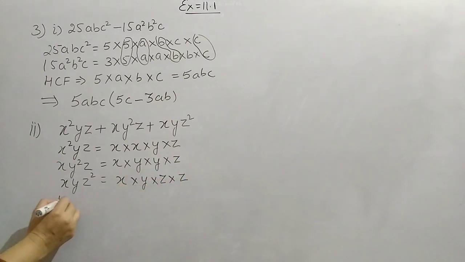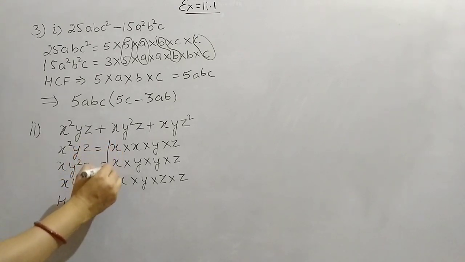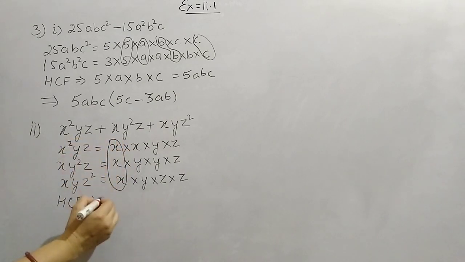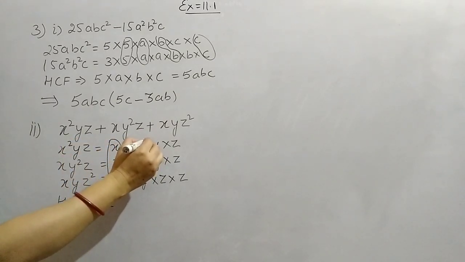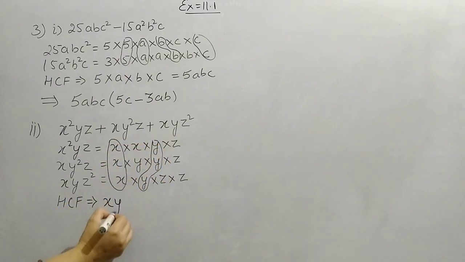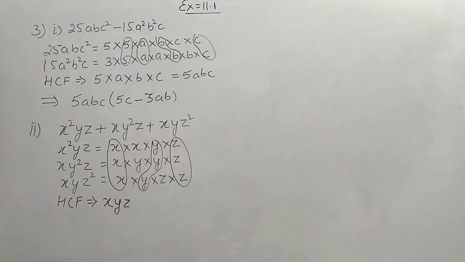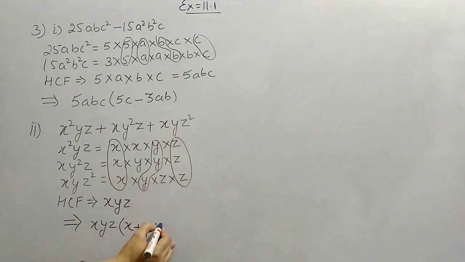Then we have to take the HCF. From all the 3 terms we have to take out the common. So x is common in all the 3, then y is common, and z is common. So xyz is the HCF here. The factors will be xyz, the common part. In bracket we will get from the first term x, then plus symbol, from the second term y, again plus symbol, and from the third term z.